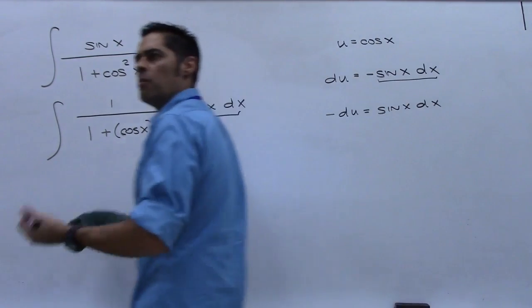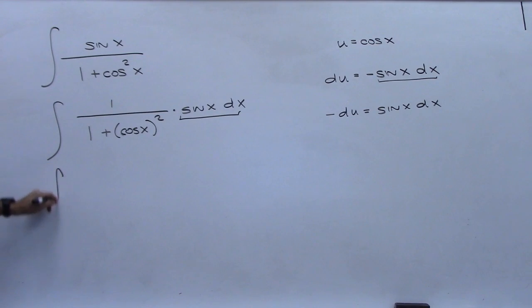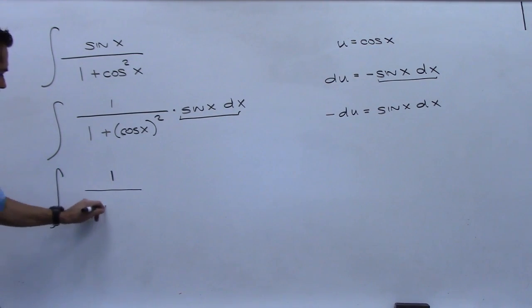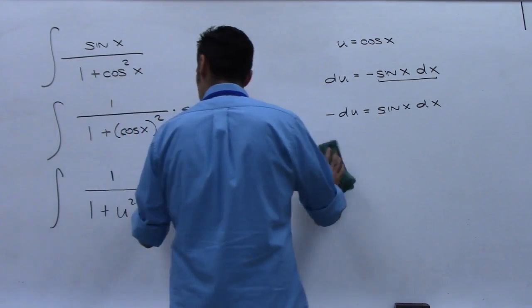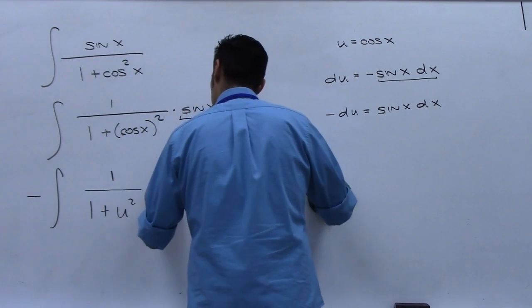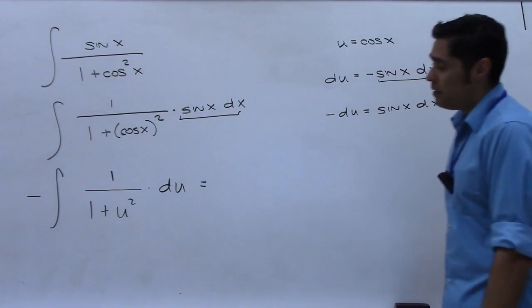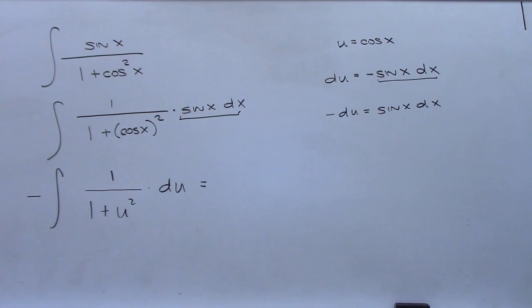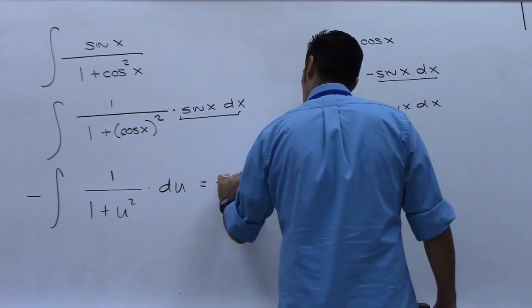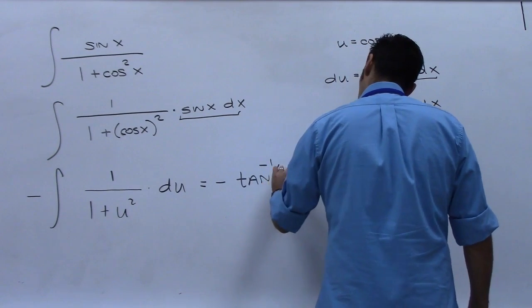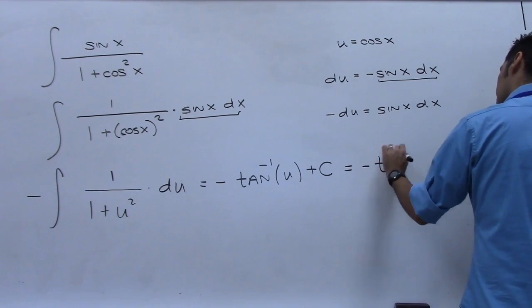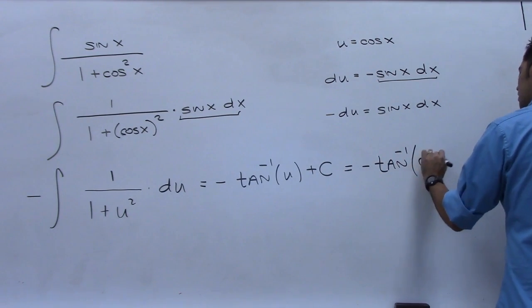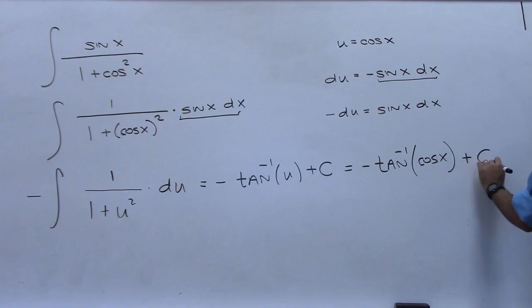And I think I can rewrite the whole problem now. So this becomes integral 1 over 1 plus u squared, times negative du. Pull the negative out of the whole integral. The antiderivative of 1 over 1 plus u squared is arctangent, but I have a negative out there. So negative arctangent of u plus c, but u was cosine x, so negative arctangent of cosine x plus c. That's it.